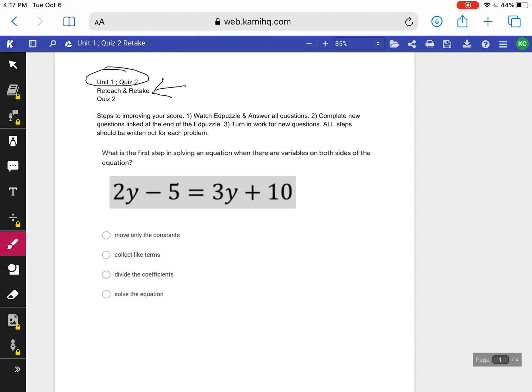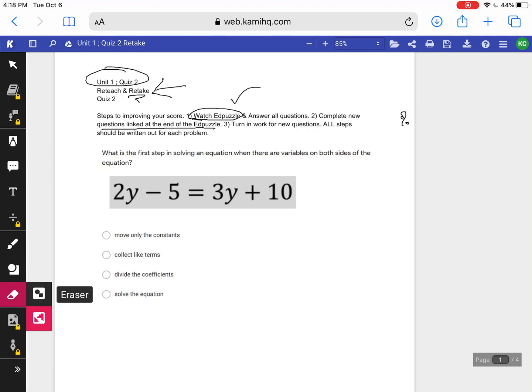That means that you are looking to reteach yourself some of the ideas that we've covered in Unit 1, and you are looking to improve your score and retake Quiz 2 by watching this Ed Puzzle video. So great job. You're already halfway there. And then you're going to answer the questions throughout this video. When you're done doing that, you are going to open the link at the end of the Ed Puzzle that is going to give you some new questions. You're going to do those new questions, completing all of the steps, and then turning it in to me so that you can receive an increased grade of 80%.